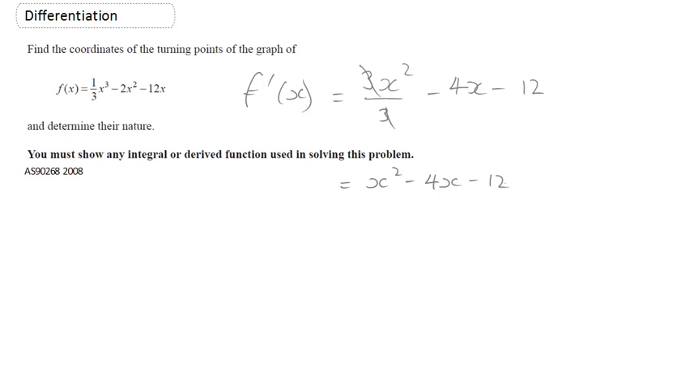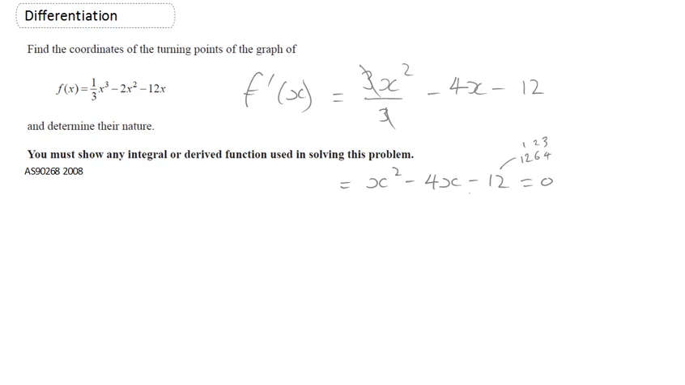But I'm trying to find the turning points, so I've got to set that equal to 0, because the gradient at a turning point is 0. Now looking at that expression, I'm going to guess that it can factorise, so my factors of 12 are 1 and 12, 2 and 6, 3 and 4.